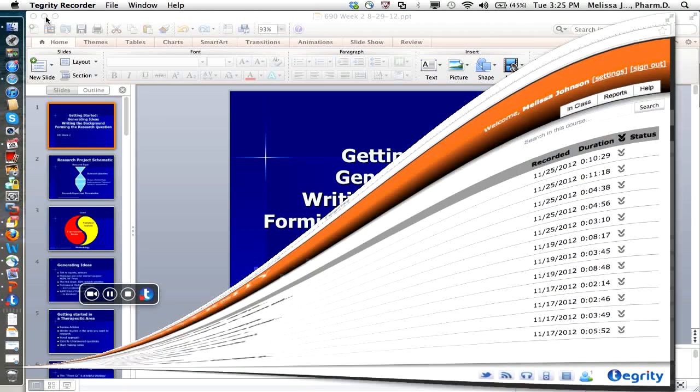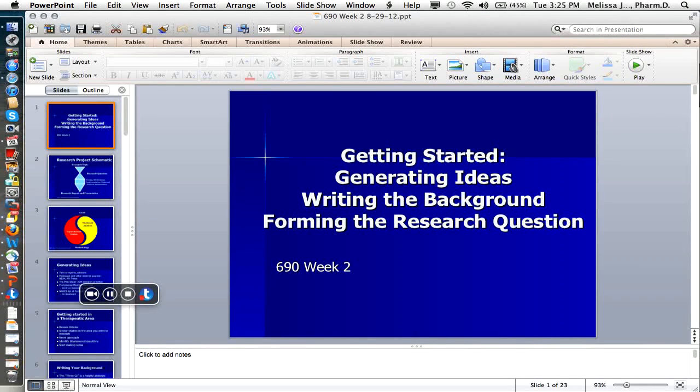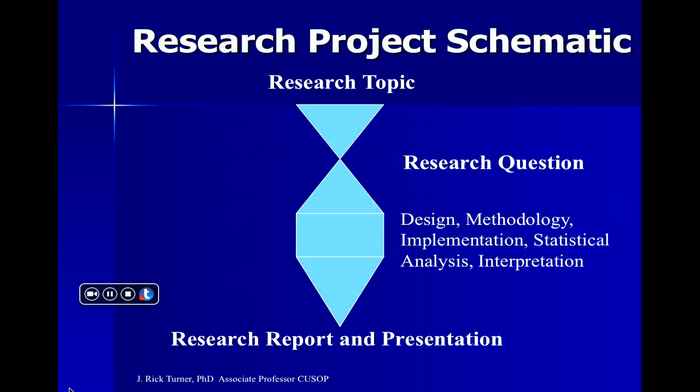Hi. Tonight in 690L, we're going to discuss some ideas for how to generate ideas for your research project, writing the background, and forming your research question. When you approach the research topic, you're generally going to start with something very broad. You're then going to narrow it to focus with your research question. You'll then spend some time working out the design, methods, how you implement your project, how you analyze the data, and then interpret it. And then, again, you're going to focus it on the research report and presentation.